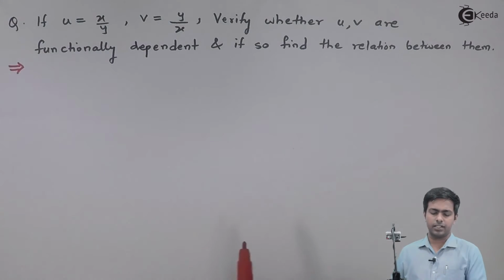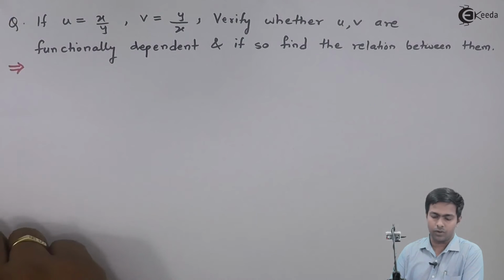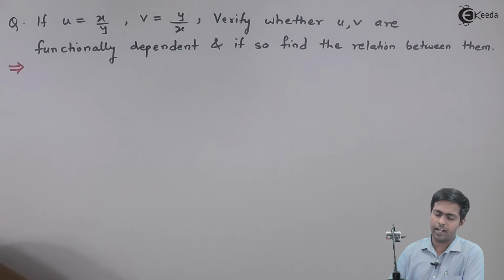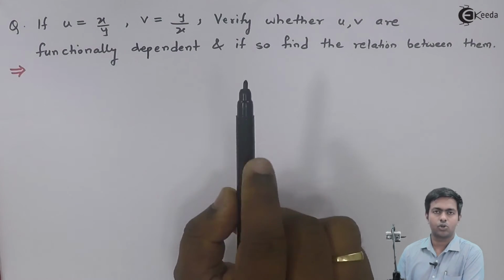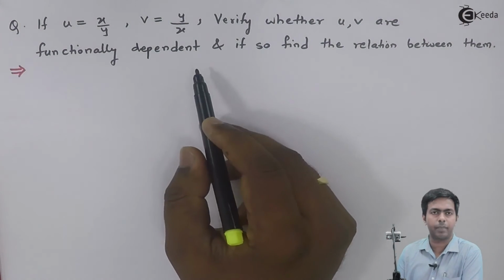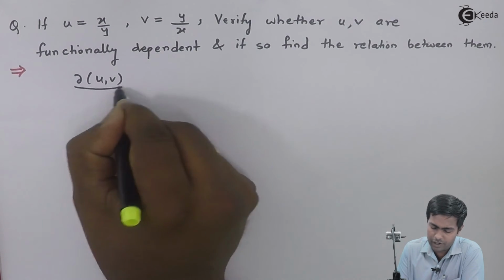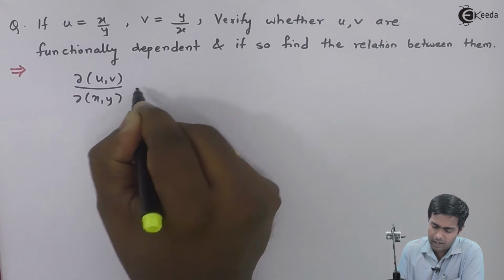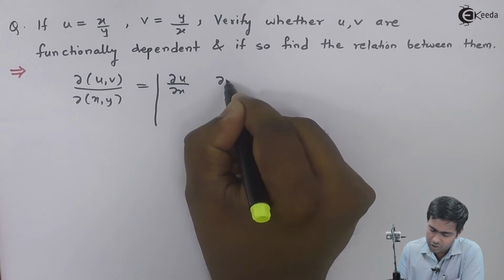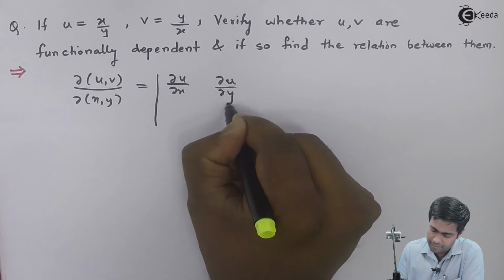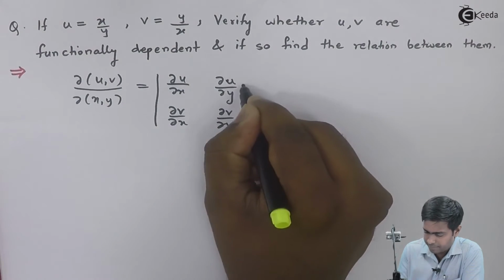So the example is, if u is equal to x upon y and v is equal to y upon x, then verify whether u, v are functionally dependent. So to check whether they are functionally dependent or not, we have to find out the Jacobian of u, v with respect to x, y. And it is given by the formula dou u by dou x, dou u by dou y, dou v by dou x, and dou v by dou y.